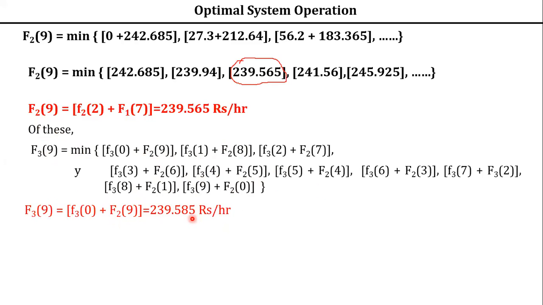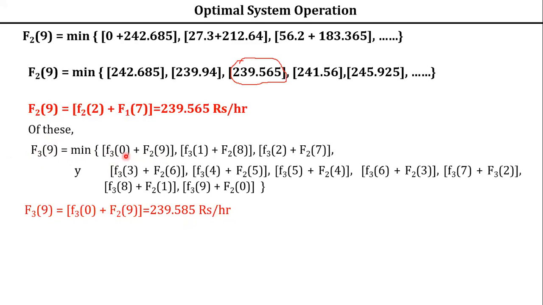Okay. Next, F4 of 9. There are totally 4 units, isn't it? So for each load, 9 megawatt of load, you have to find out F1, F2, F3, F4 of 9. So this is your F3, and this is the value. Then the same thing, F4 of 9. What are you going to get here? This one and this one.